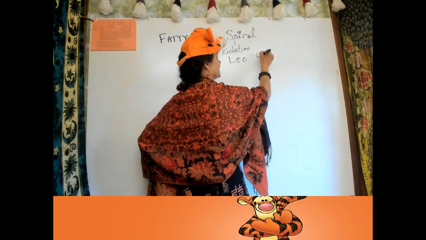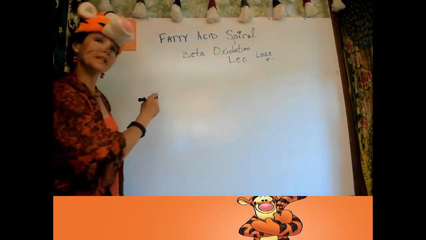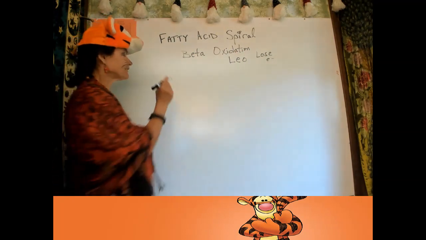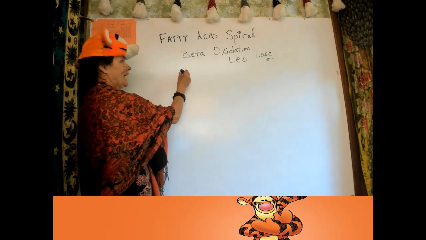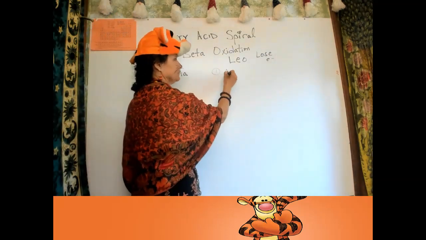So we're going to lose electrons. All right, so let's do this. We have the spiral. The idea is you start with your fatty acid. And the first step is we have to activate.